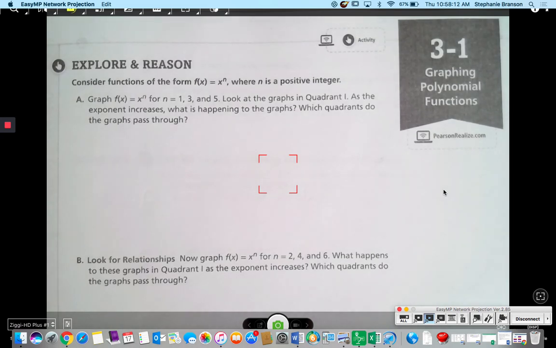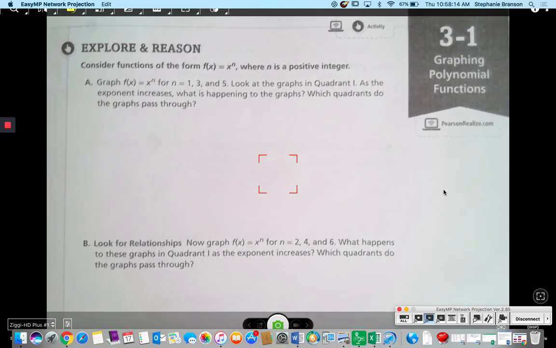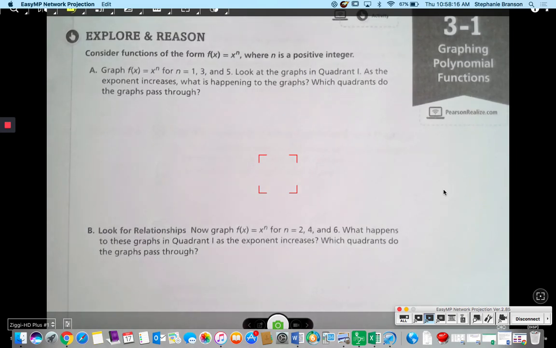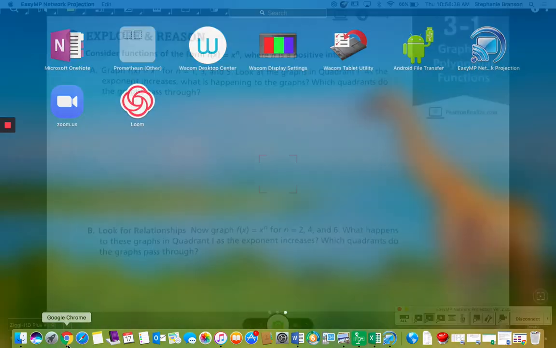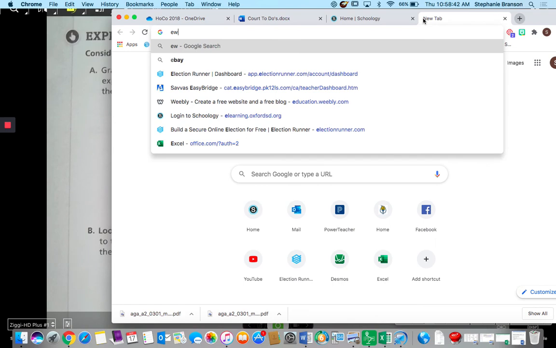So this says, consider functions of the form f of x is equal to x raised to the n power, where n is going to be a positive integer. Graph f of x is equal to x to the n for n is equal to 1, n is equal to 3, and n is equal to 5. Look at the graphs in quadrant 1. As the exponent increases, what is happening to our graphs? And what quadrants do these graphs pass through? So let's take a look at these graphs together on Desmos.